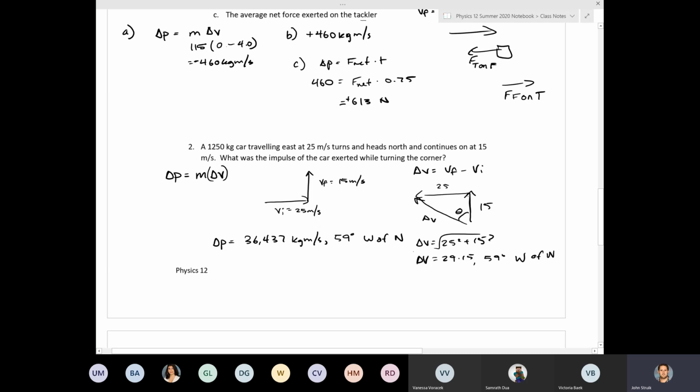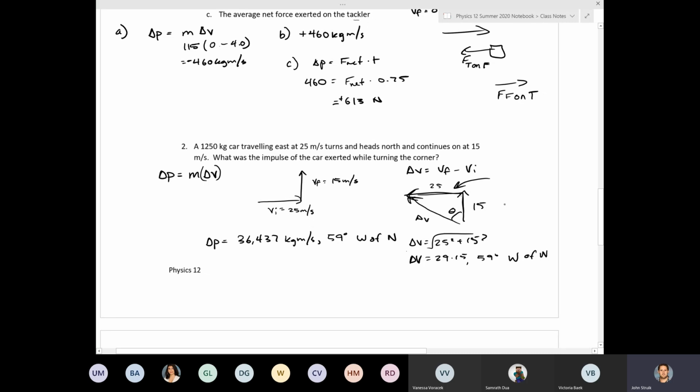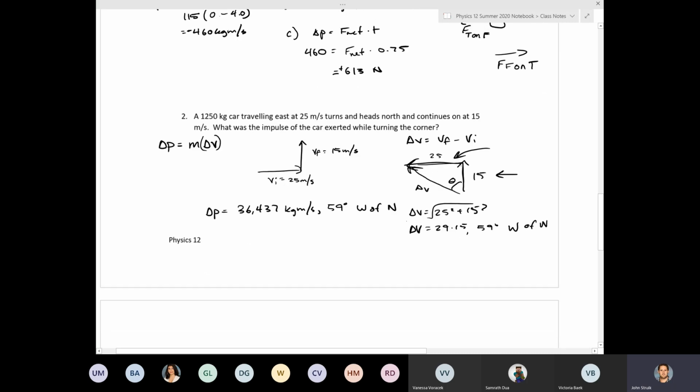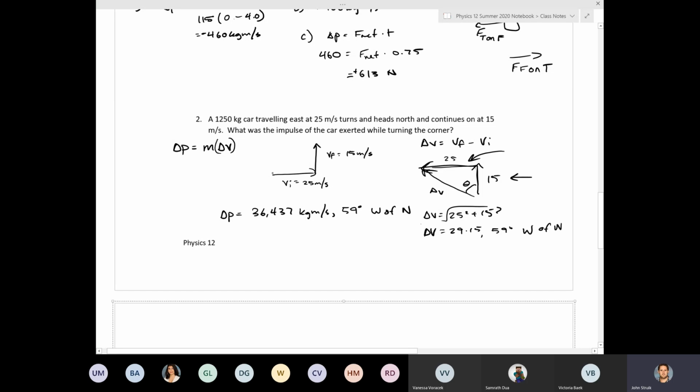Okay, and if you think about it, if a car starts going east and turns north, it needs to stop going east and start going north. So this x component is stopping it going east, and this part is starting it going north. Okay, so that's why it's west of north, and not this diagram here. So you have to be careful with your vector diagrams. Okay, so that is our answer right there.